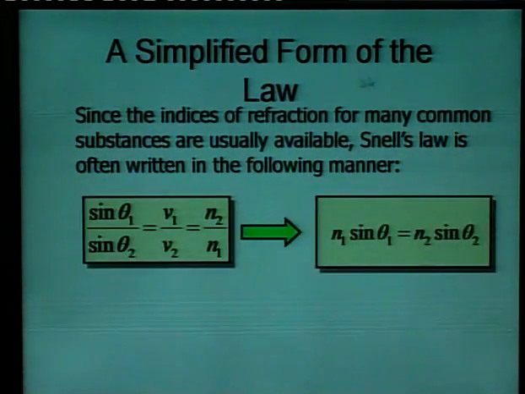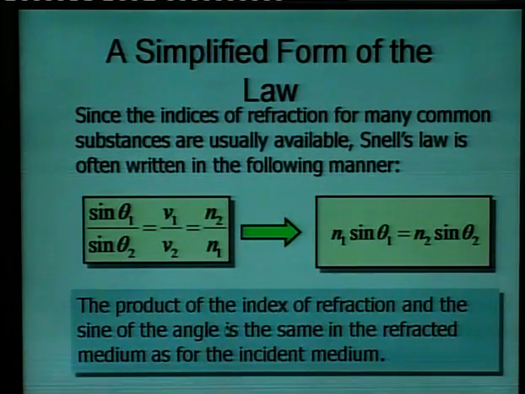A simplified form of Snell's law. Since the indices of refraction for many common substances are usually available, Snell's law is often written in the following manner. So n1 sin theta 1 is n2 sin theta 2. This is the simplified form of Snell's law. The product of index of refraction and the sine of angle is the same in the refracted medium as for the incident medium. So n1 sin theta 1 is n2 sin theta 2.